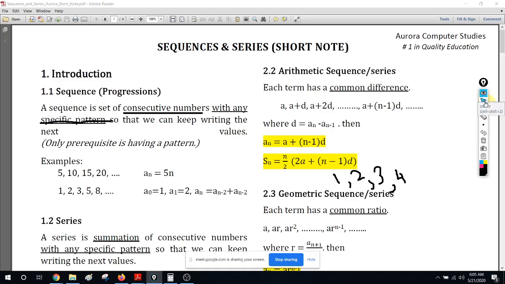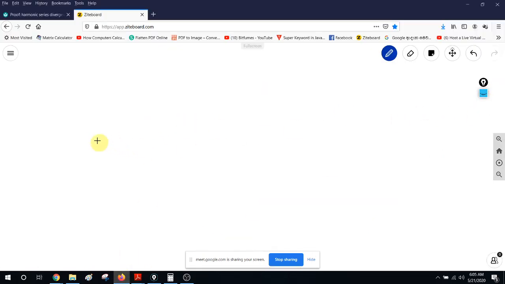First understand these concepts properly. We will take another example, and I will use the whiteboard. There are so many possibilities. For example, 1, 2, 1, 2, 1, 2. That is also a sequence. I know that the next one is going to be 1, the next one is 2, the next one is 1, the next one is 2.